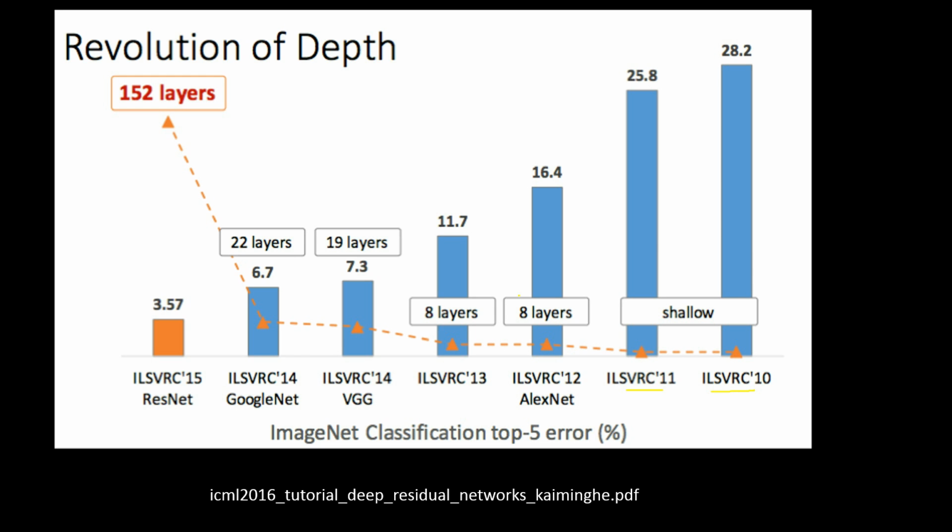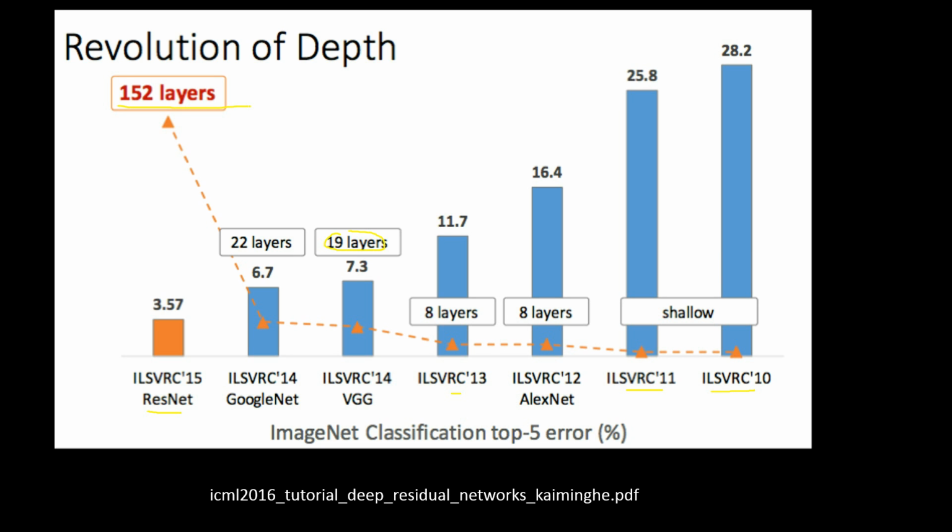There they had 8 layers. Then in 2013 the error reduced to 11.7, again with 8 layers. In 2014 they had 19 layers, the VGG network, which is very famous. Also in 2014, GoogleNet had 22 layers. And in 2015 the residual network had 152 layers. You can see how deep the networks have become.